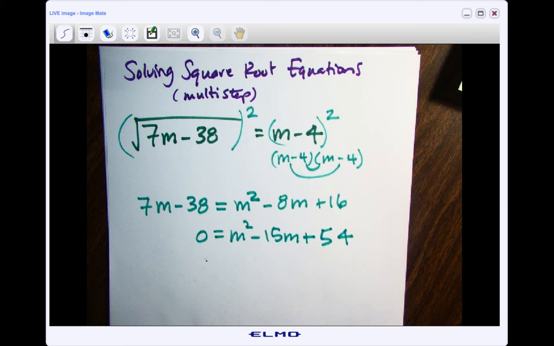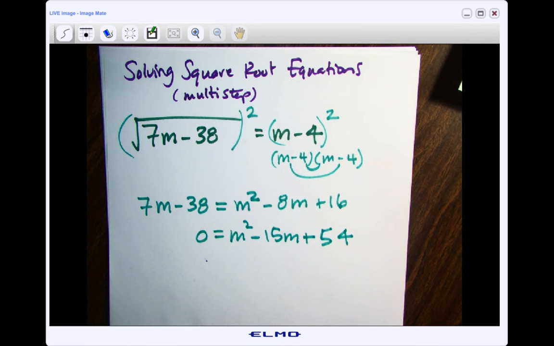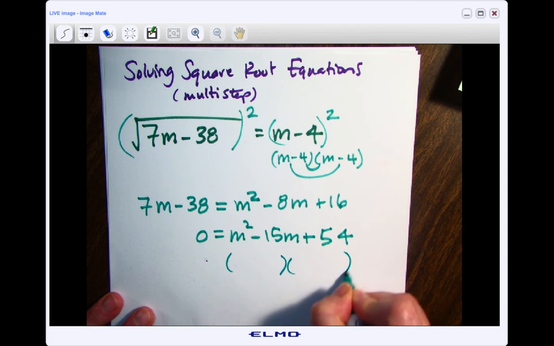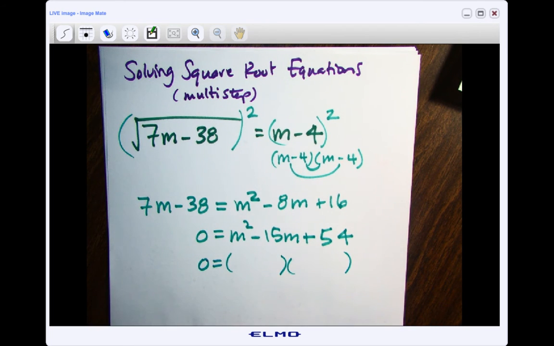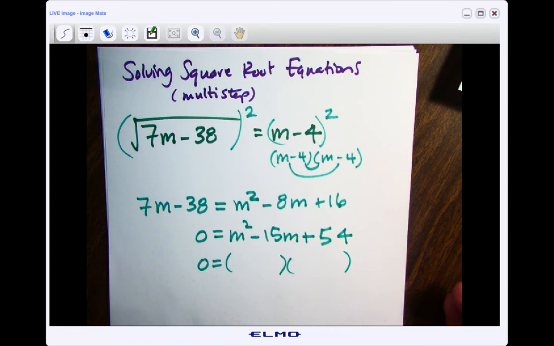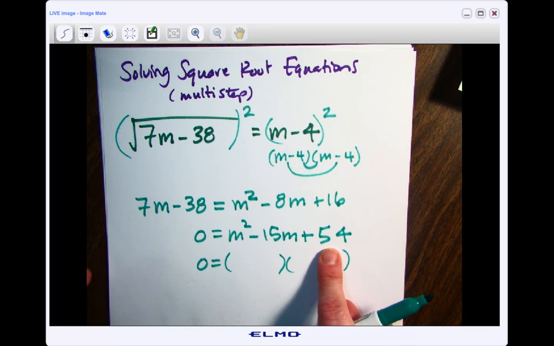All right, so now we need factors of 54 that add up to 15. So what do you think? Any guesses? So I'm going to make my little parentheses here, and I'm going to start to think about factors of 54. So, I could write them out over here. 54 and 1 definitely is out. I'm going to go with the one I know best, which is 6 and 9.